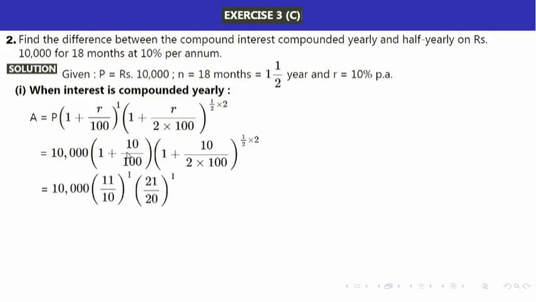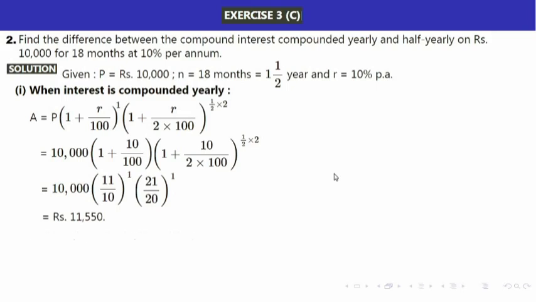Okay, so when you simplify this, this becomes 11 by 10. When you simplify this, this becomes 21 by 20. 2 and 2 get cancelled, so only 1 is left in the power. Now when you multiply this, the denominators 10 and 20 can be cancelled with 10,000, and after multiplication you get the amount to be 11,550. That means this is the amount if the interest is compounded yearly.